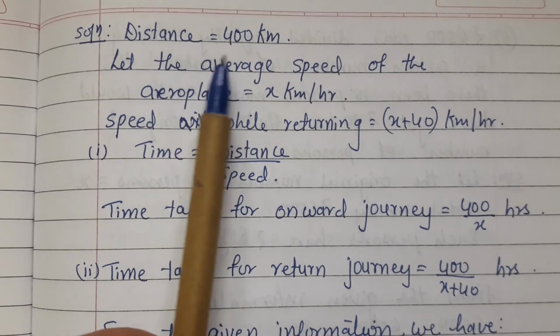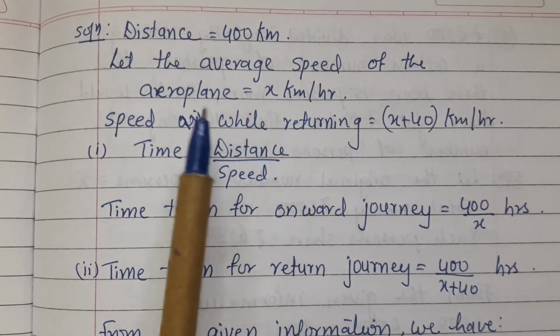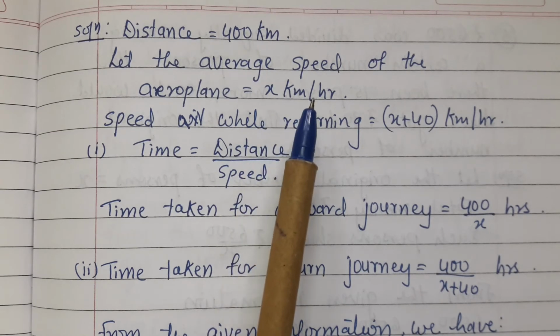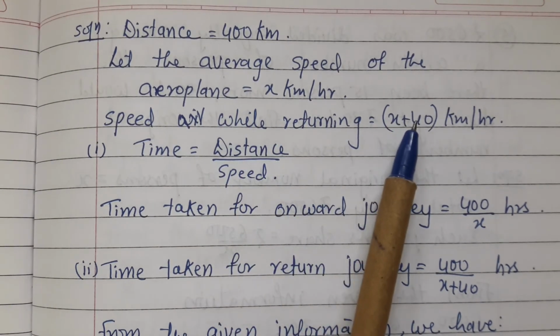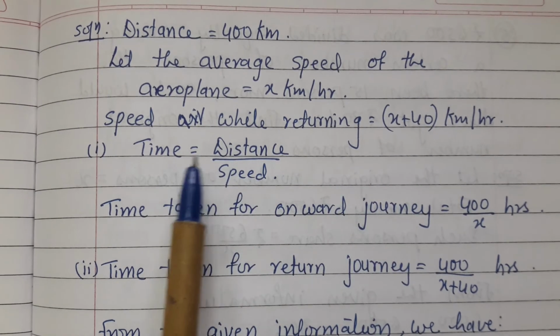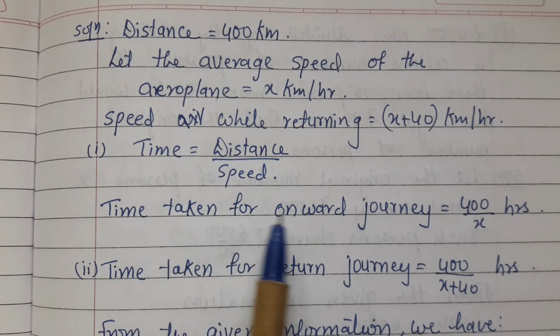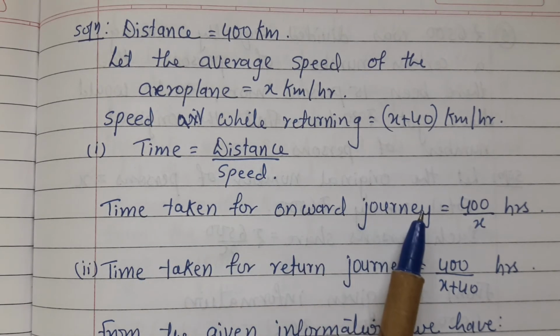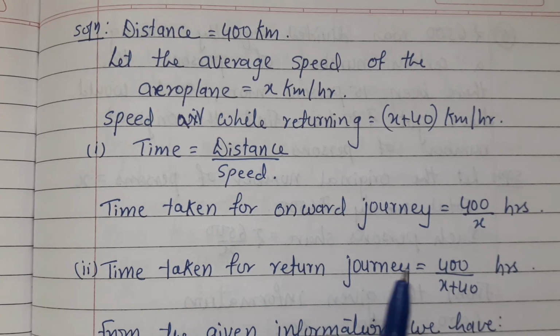Distance is equal to 400 km. Let the average speed of the aeroplane be x km per hour. Speed while returning is x plus 40 km per hour. Time is equal to distance upon speed. Time taken for onward journey equals 400 upon x hours. Time taken for return journey equals 400 upon x plus 40 hours.